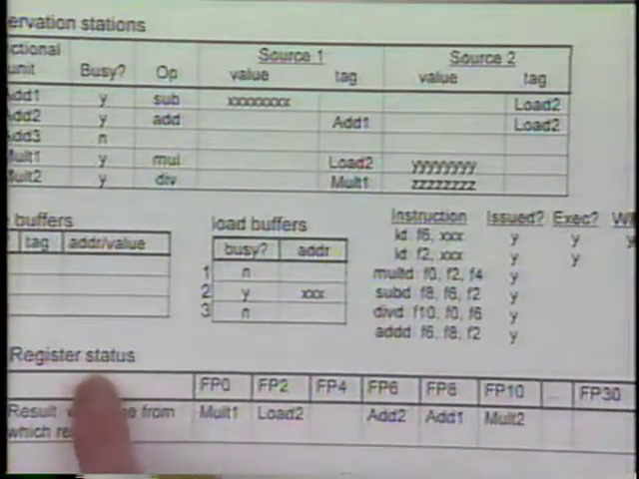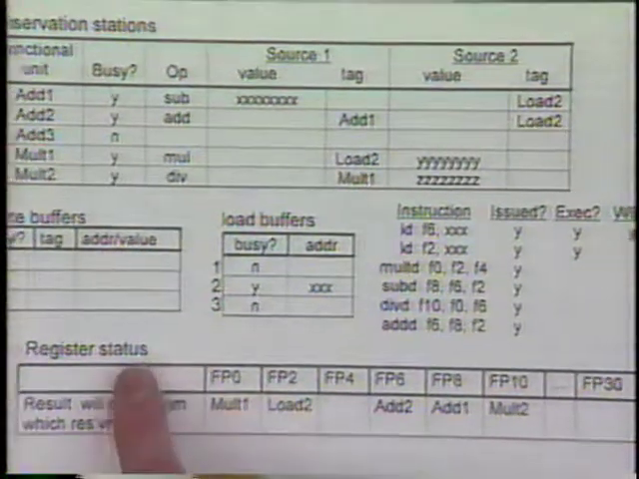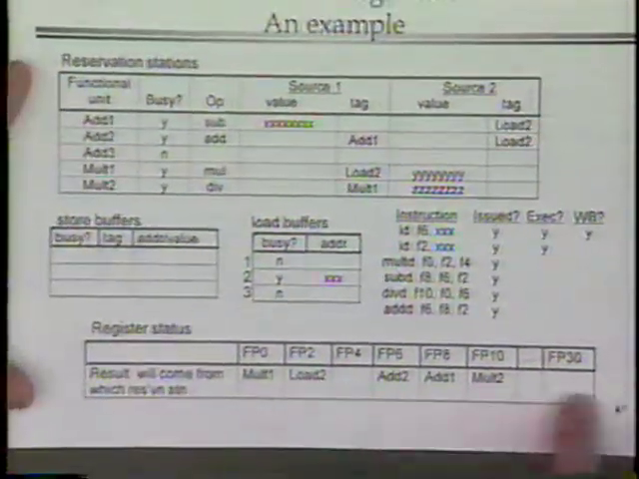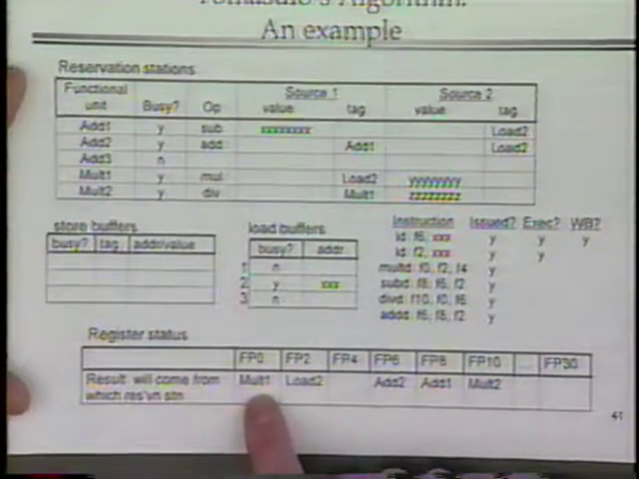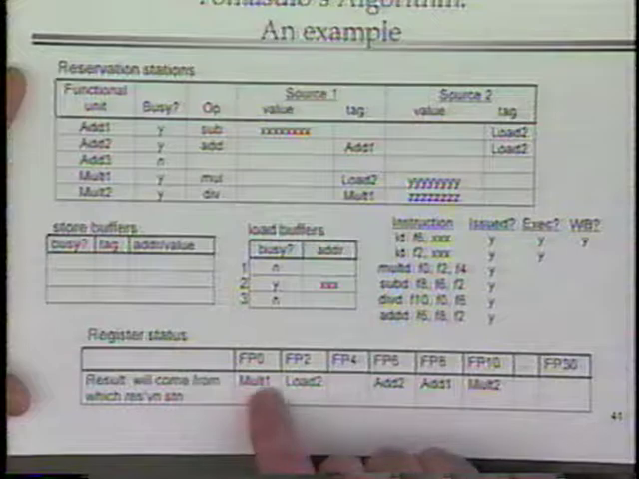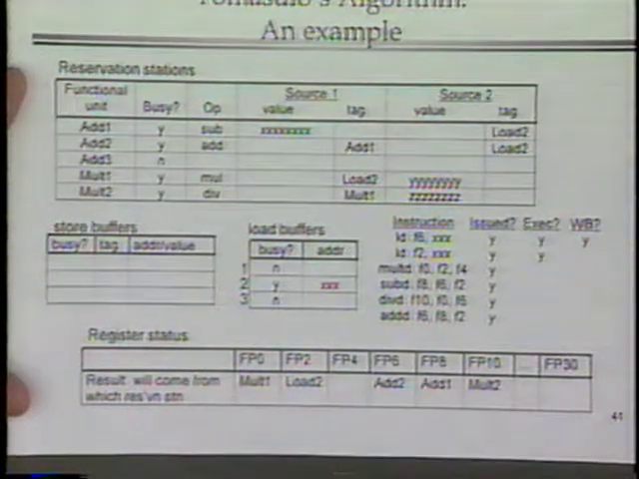This register status, by the way, might actually be part of the register file. You don't have to think of it as a separate array. It might just be a marker indicating whether the register file has a value or not, and if it doesn't, what's in the register file is a pointer to a reservation station.